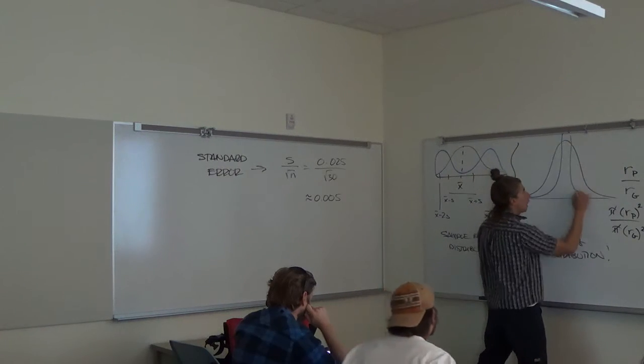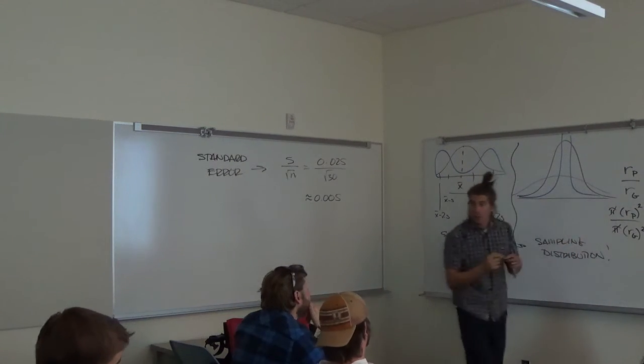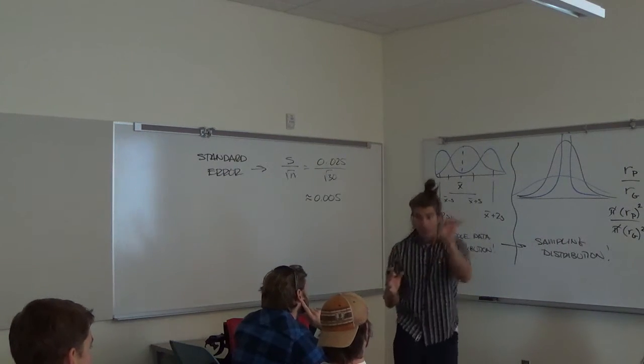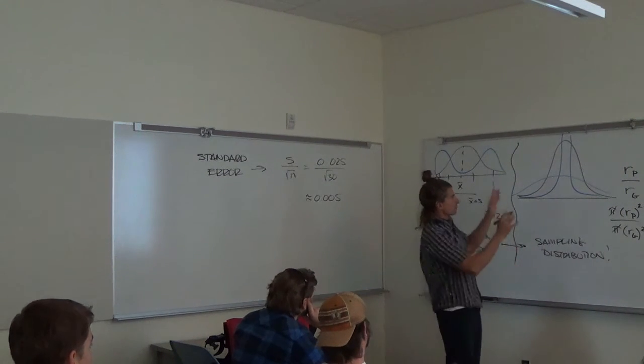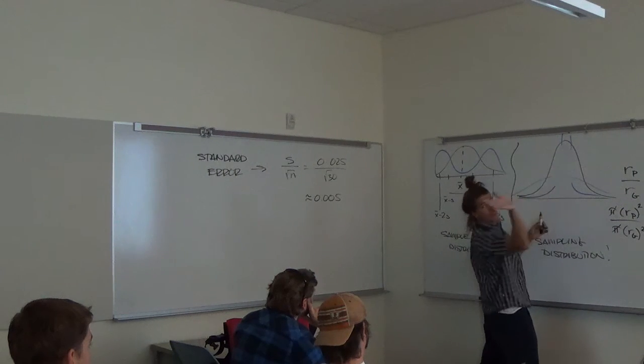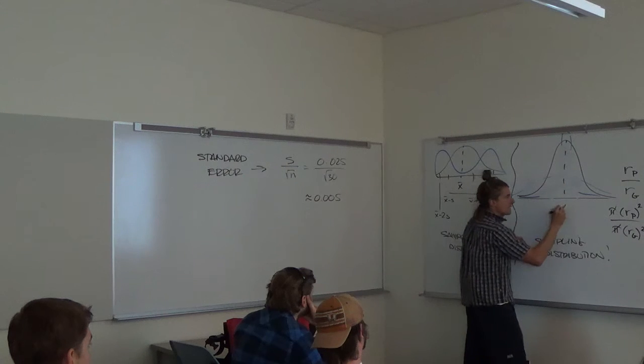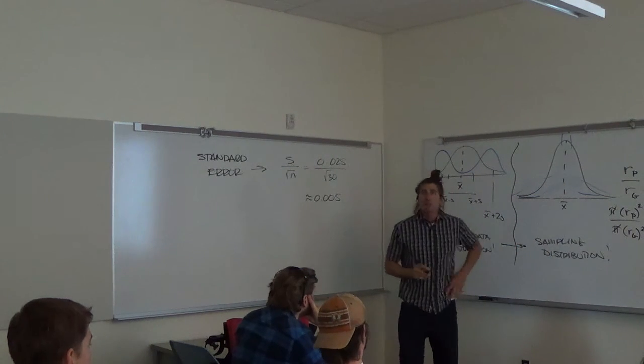It might be super tight and tall, it might be super wide and low. Because of the central limit theorem again, we're guaranteed a bell curve. The tightness is governed by the sample size. So this curve, by the central limit theorem, is guaranteed to sit right at x bar.